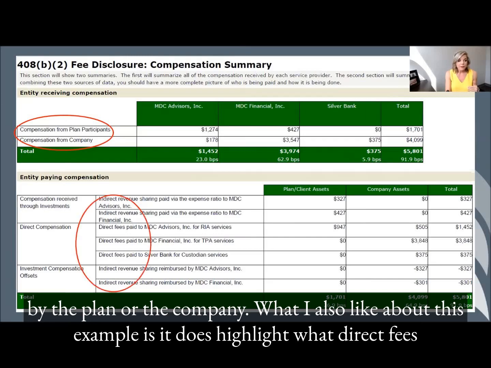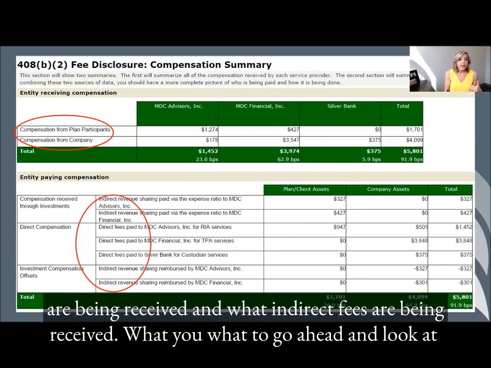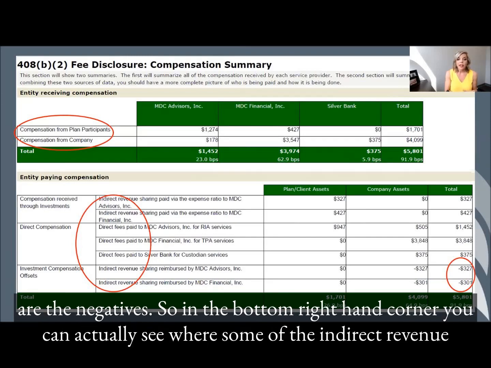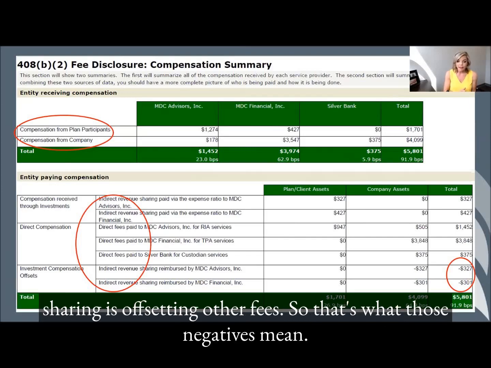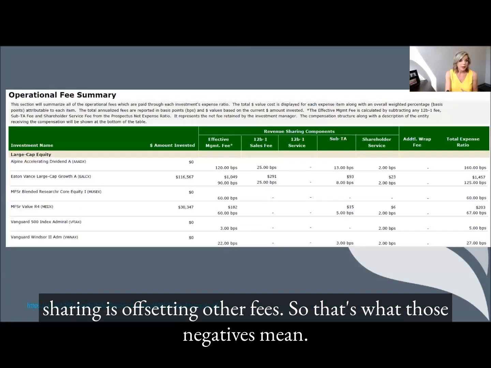What I also like about this example is it does highlight what direct fees are being received and what indirect fees are being received. And what you want to go ahead and look at are the negatives. So in the bottom right-hand corner, you can actually see where some of the indirect revenue sharing is offsetting other fees. So that's what those negatives mean.